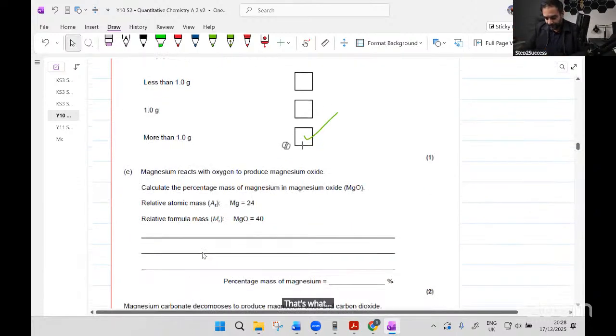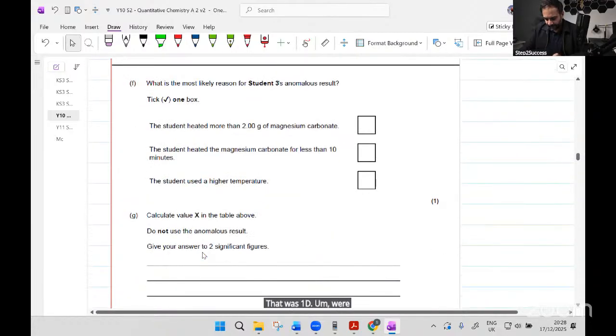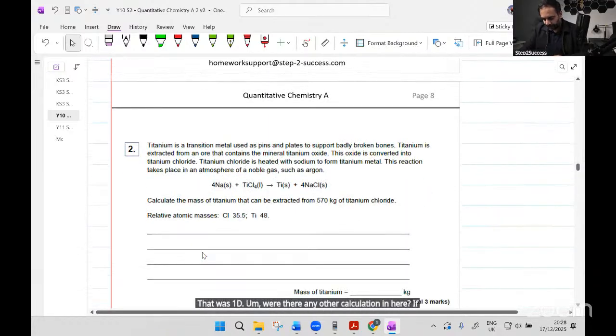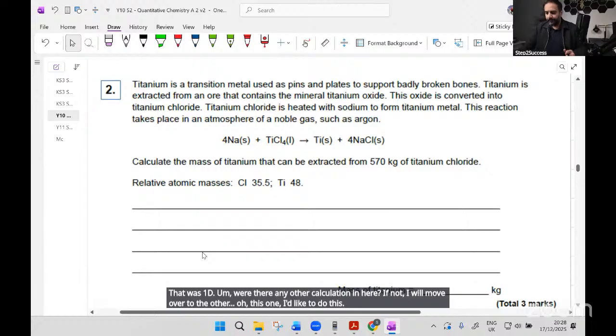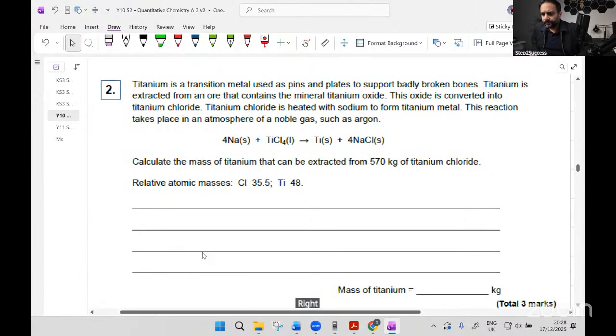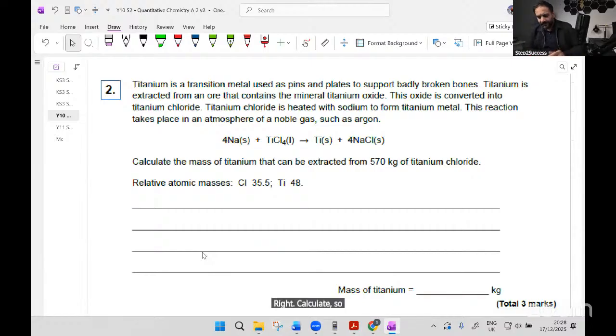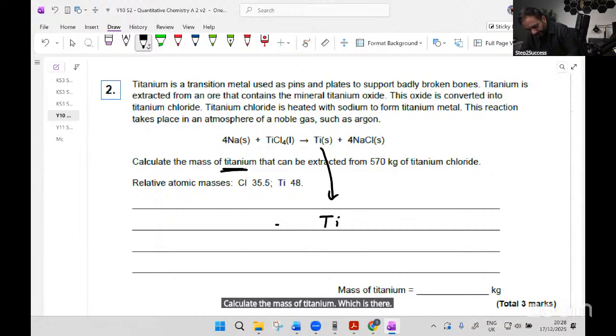That was 1D. Was there any other calculation in here? If not, I will move over to the other. Oh, this one. I'd like to do this. Right. Calculate, so without reading all of this crazy stuff, calculate the mass of titanium, which is there, that can be produced or extracted from 570 kilograms of titanium chloride. That's there.